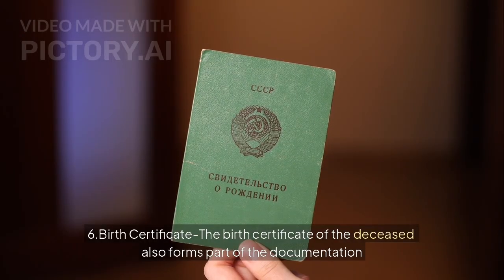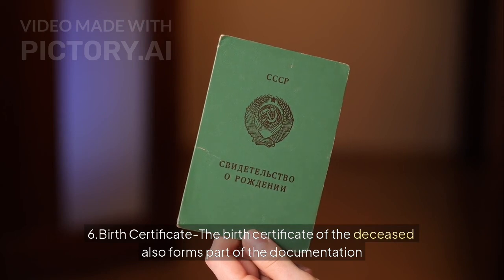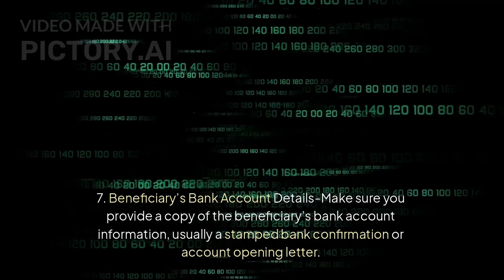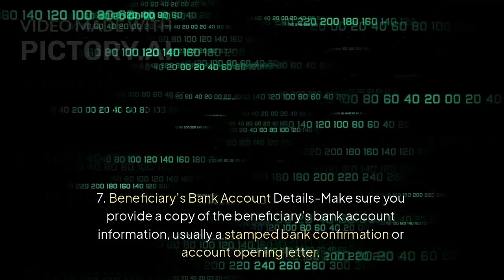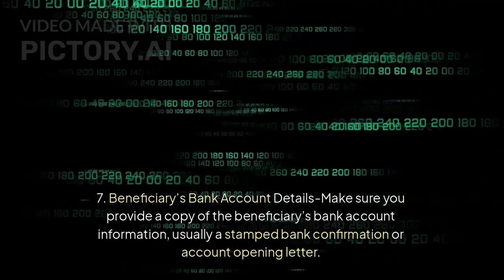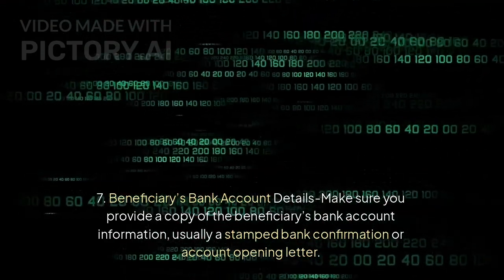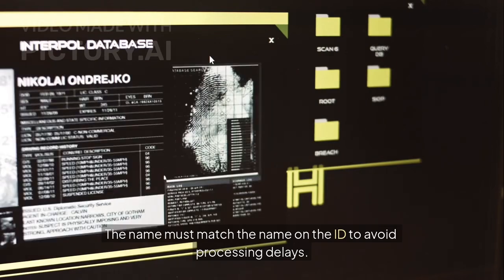6. Birth certificate. The birth certificate of the deceased also forms part of the documentation. 7. Beneficiary's bank account details. Make sure you provide a copy of the beneficiary's bank account information, usually a stamped bank confirmation or account opening letter. The name must match the name on the ID to avoid processing delays.